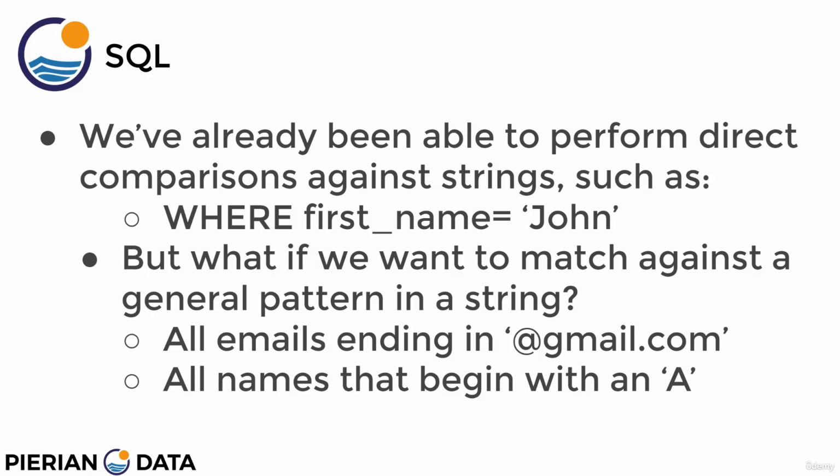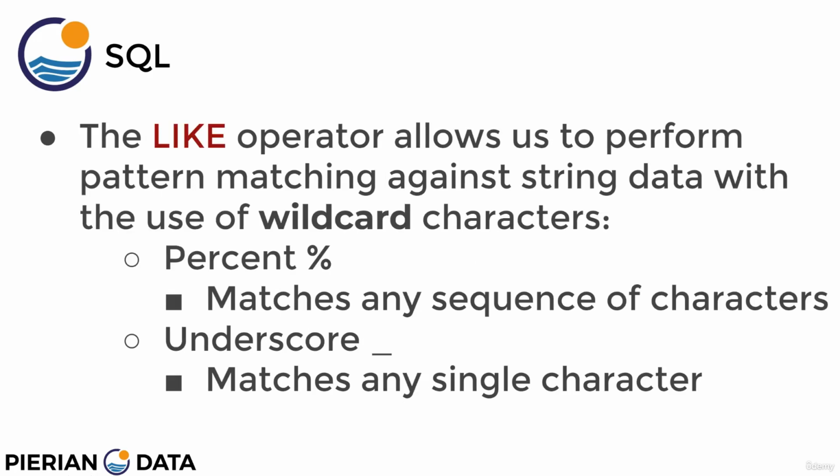That enables us to answer questions such as all emails ending in @gmail.com, or all names that begin with a capital A. The LIKE operator allows us to perform pattern matching against string data with the use of special wildcard characters. There are two main wildcard characters we're going to cover right now. The % sign matches any sequence of characters, so essentially any number of characters, and then there's the underscore, which matches any single character, essentially a wildcard for just a single character inside of a string.